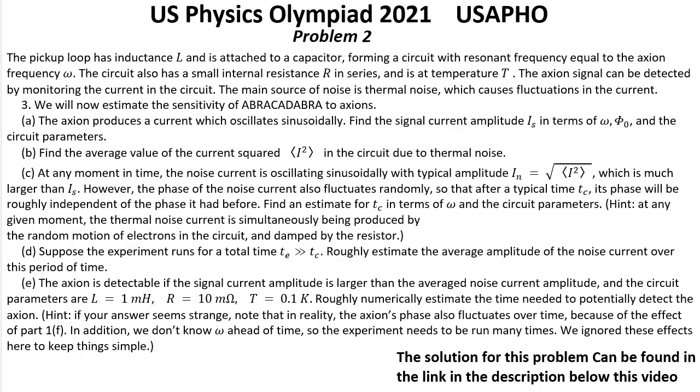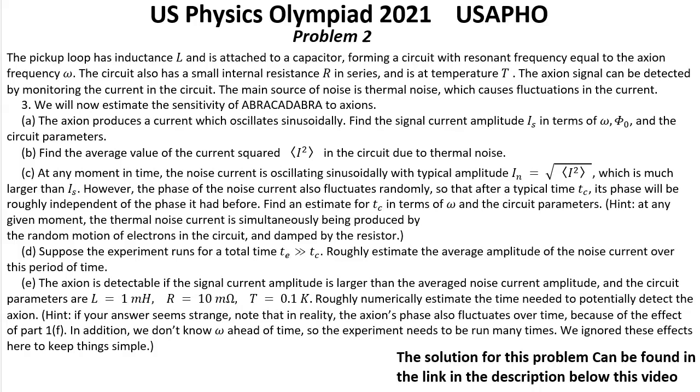Find the signal current amplitude Is in terms of omega, f0, and the circuit parameters. B. Find the average value of the current squared, I square, in the circuit due to thermal noise. C. At any moment in time, the noise current is oscillating sinusoidally with a typical amplitude In equals square root of mean I square, which is much larger than Is.